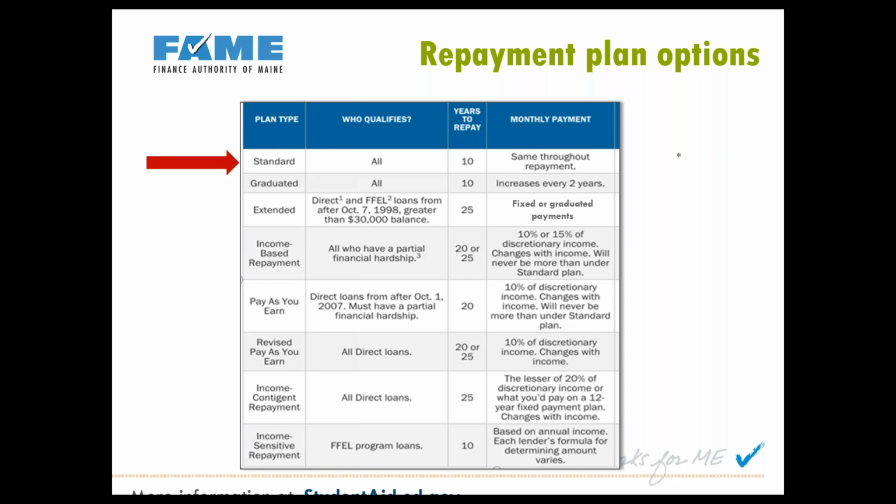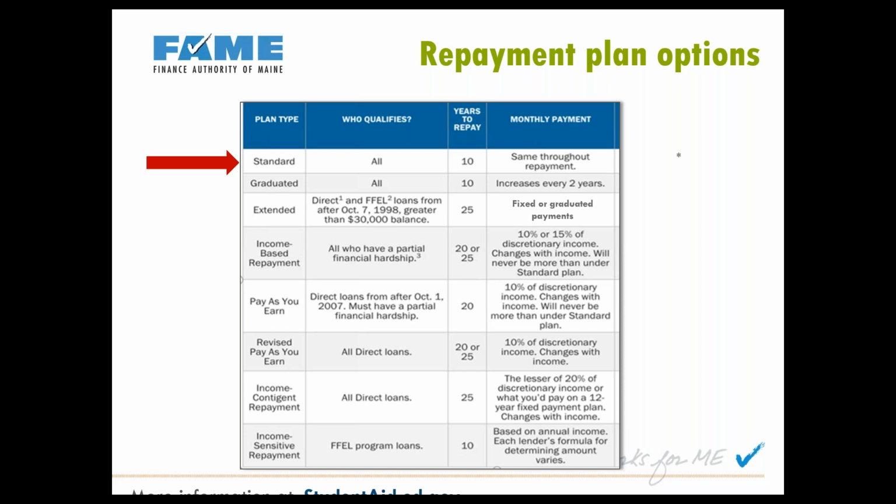So I'm just going to go through these. The first plan is the standard repayment plan. When you take out a loan, you're automatically put into this plan. Direct loan, FFELP loan, doesn't matter. Everybody qualifies for this repayment plan. This is a 10-year repayment plan, so that means your payment, the amount you write that check for, is going to be the same through the life of the loan until you get that paid off. So straight up 10 years, that's what you're going to be paying.